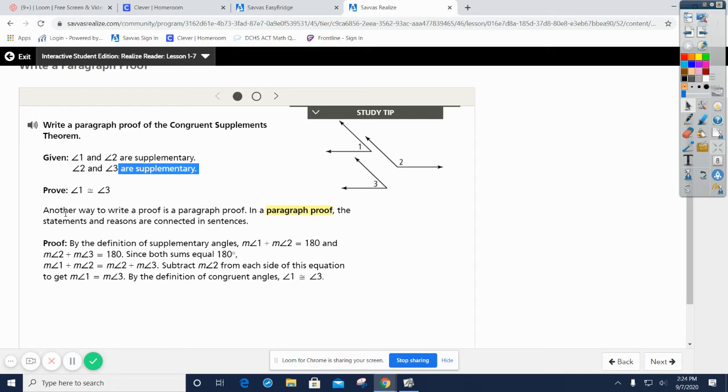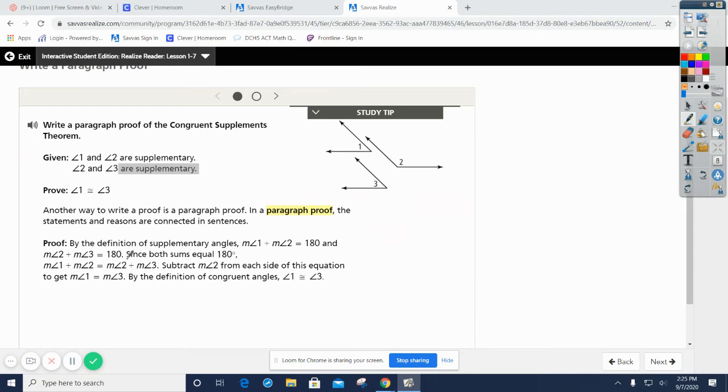Okay, so they're going to use a paragraph proof. So just look down here. I've just clicked on the solution, and here's what it looks like. What they do is write it as a paragraph instead of 2 columns. It says, by the definition of supplementary angles, measure of angle 1 plus measure of angle 2 equals 180, and measure of angle 2 plus measure of angle 3 equals 180. Okay, so where do we get the supplementary angles? Well, it told us right at the beginning.